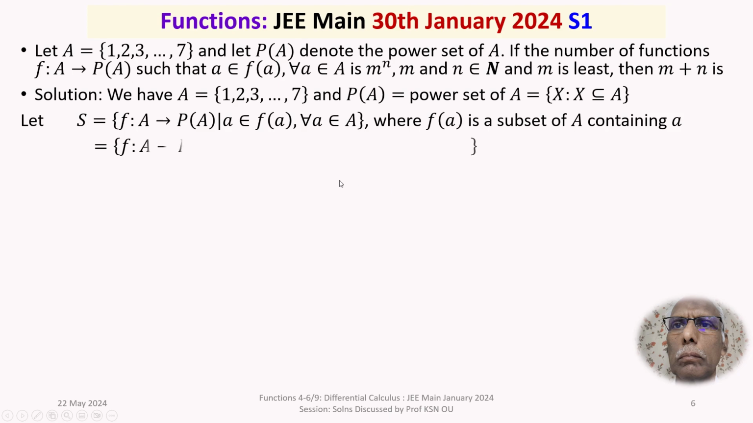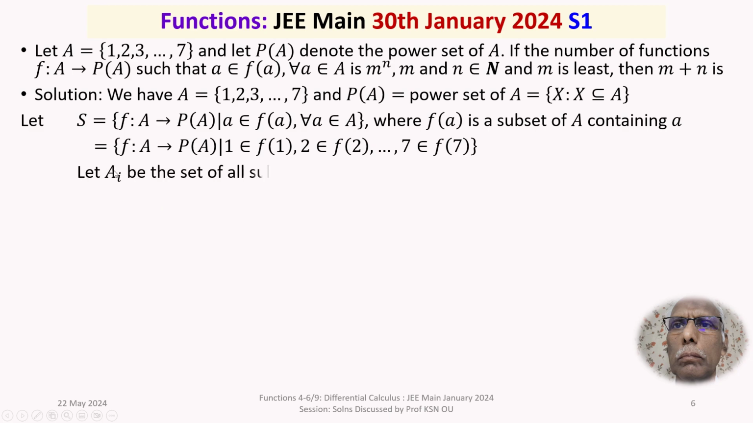So, this means S is the set of all functions f from A to the power set of A such that the element 1 belongs to f of 1, where f of 1 is a subset of A containing 1; 2 belongs to f of 2, where f of 2 is a subset of A containing 2; and so on, up to 7 belongs to f of 7. And why are we considering S, the set of all those functions? Because we want to count the number of elements in S. So we are required to find n of S. That is our goal.